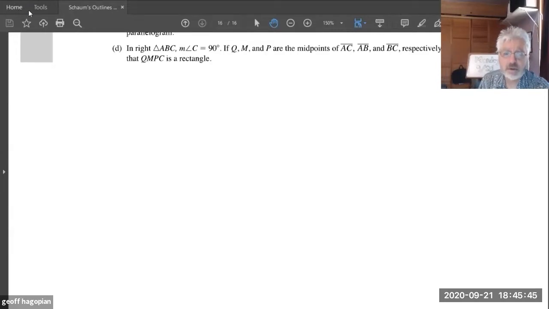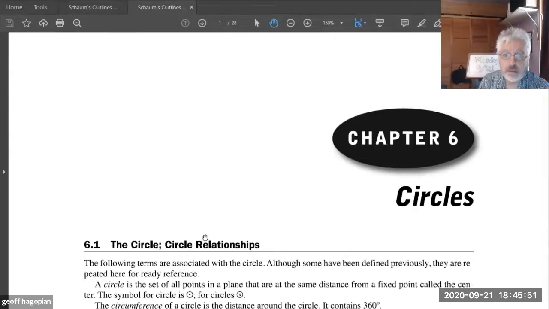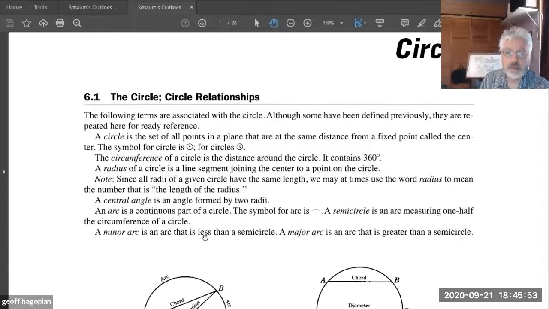So I'm going to say open, and I think that's chapter 6, circles. The circle and circle relations. All right, and this is sort of crucial because all of trigonometry is about circles and triangles, and sort of this wraps it up. The following terms are associated with a circle.